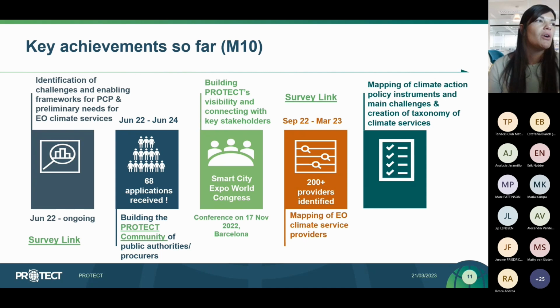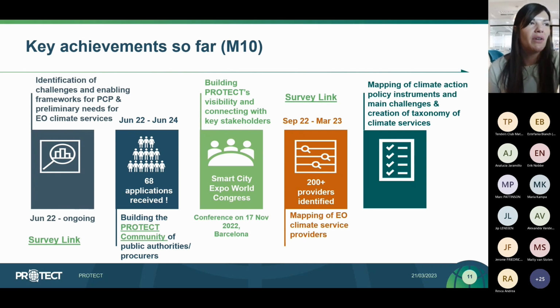Finally, we also organized an event last November to build the project visibility. Some of you who are following us on social media may have seen what we did during the Smart City Expo World Congress. This was a great opportunity for us to promote the project and to meet new stakeholders. So maybe some of you have heard about Protect in this context.